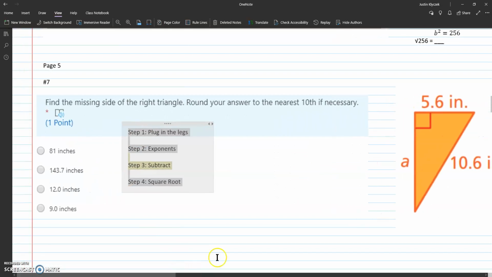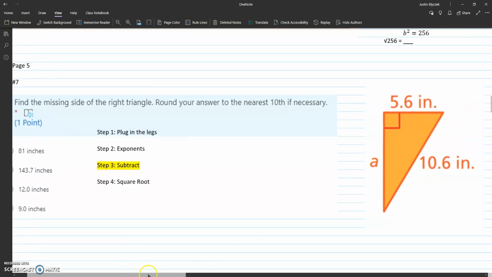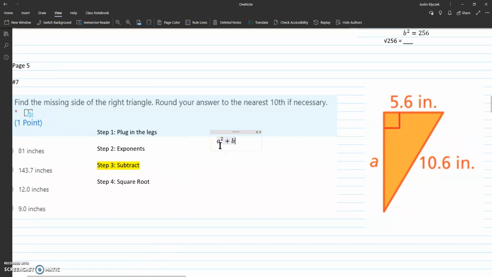Now, it gives you the triangle, okay? So we know that A squared plus B squared equals C squared. And I know that A is missing. How do I know that? Look at it. It says so right here. Boom, right there, A squared. All right, so A squared plus 5.6 squared equals 10.6 squared.